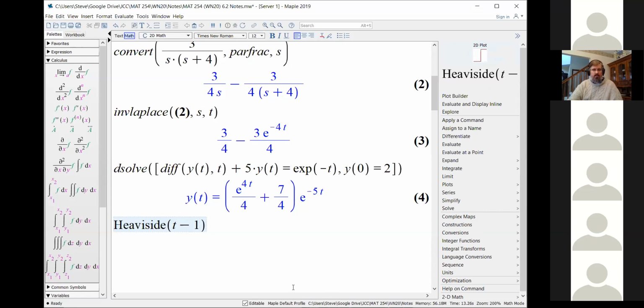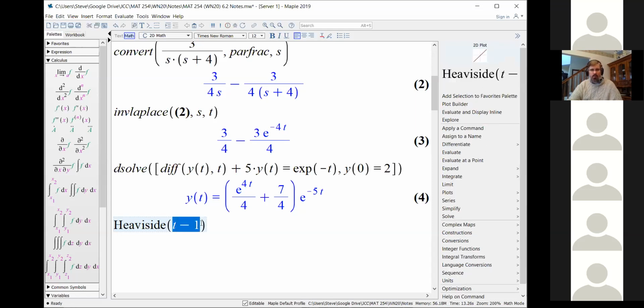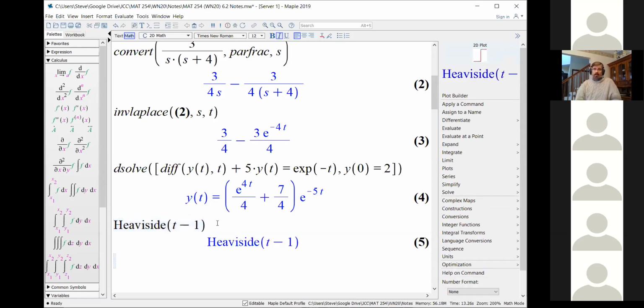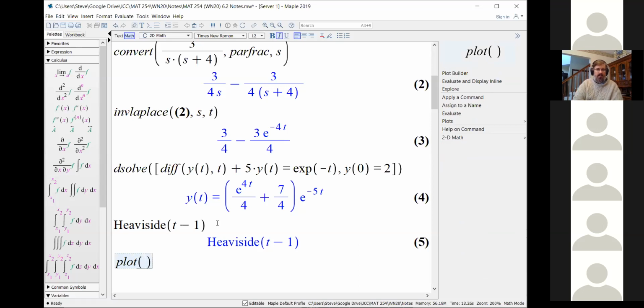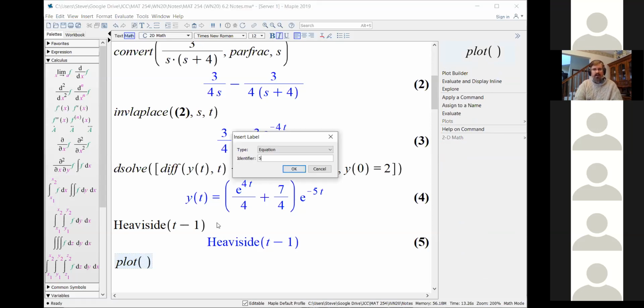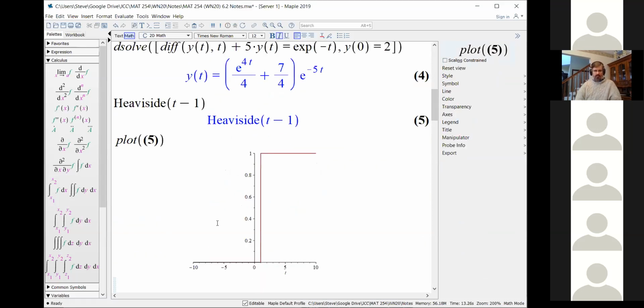Now notice it uses function notation. So if it's t minus 1, it's basically saying take the Heaviside function and shift it to the right 1 unit. Or the switch happens when t equals 1. So if I just hit enter, notice it doesn't do anything. It's just like, yeah, okay, Heaviside function. Gotcha. But if I do plot, and I say I want you to plot line number 5, Maple says, hey, I can do that. And look at what it gives us. It gives us 0, and then boop, it jumps up to 1.